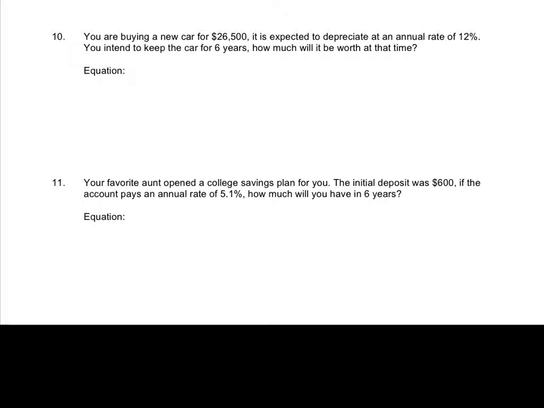Number 10, we are buying a car and it's depreciating, so our amount is going to go down over time. That means we're going to use the decay model. Y equals A times 1 minus R to the T power. A here is our starting amount, so $26,500. Our rate is 0.12, and our time is 6 years.